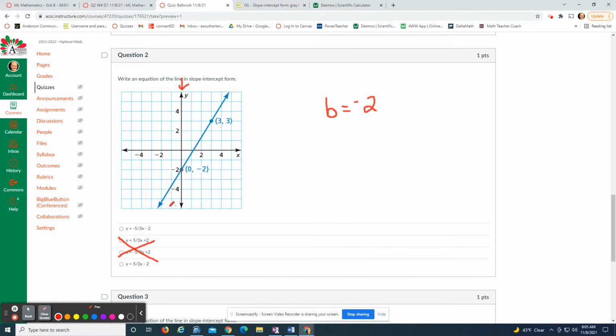Now, left to right, this is going up, so it is a positive slope. And then we can check, it rises 1, 2, 3, 4, 5, and runs 3. So our slope needs to be a positive 5 over 3. And if we look on mine, it's the last one. It might not be the last one on yours. So it should say y equals 5 over 3x minus 2.